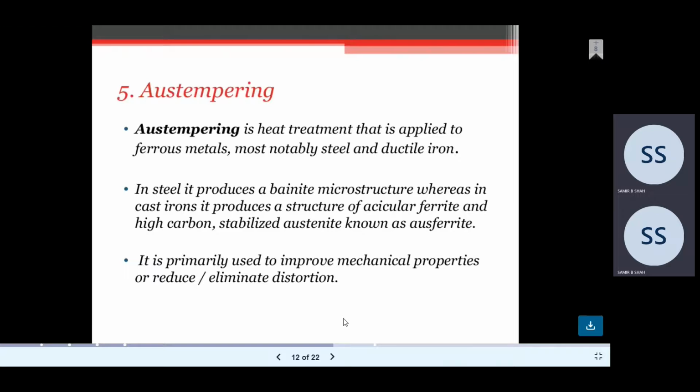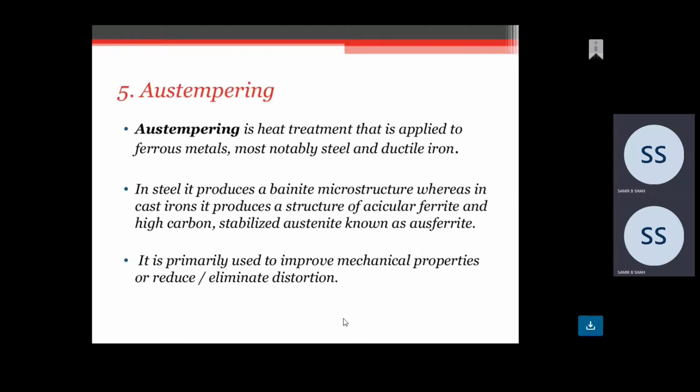Now, austempering. Austempering is a heat treatment that is applied to ferrous metal, most notably steel and ductile iron. In steel, it produces a bainite microstructure, whereas in cast iron, it produces a structure of acicular ferrite and high carbon stabilized austenite, which is known as ausferrite. It is primarily used to improve mechanical properties or to reduce or eliminate distortion. So we have to remember where it may be used, which is very important for us.